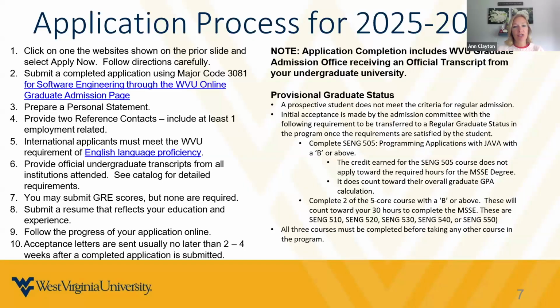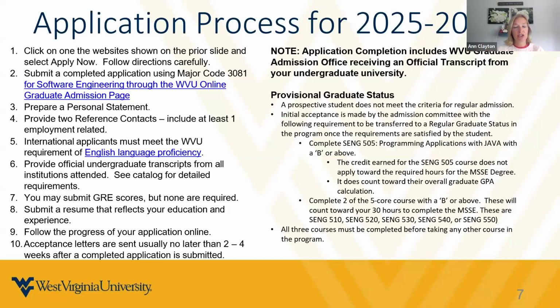And then the provisional status, which is on the other side of the screen, is what Dale was alluding to earlier. If you don't have the GPA that we want, or maybe you don't have a computer science degree or something in a related field, what we would do is put you in provisional status. What that means is that you would have to take the Software Engineering 505 course and pass it with a B or higher, and that is an additional course. So that's not part of the standard curriculum. That would be the one additional course that you would need.